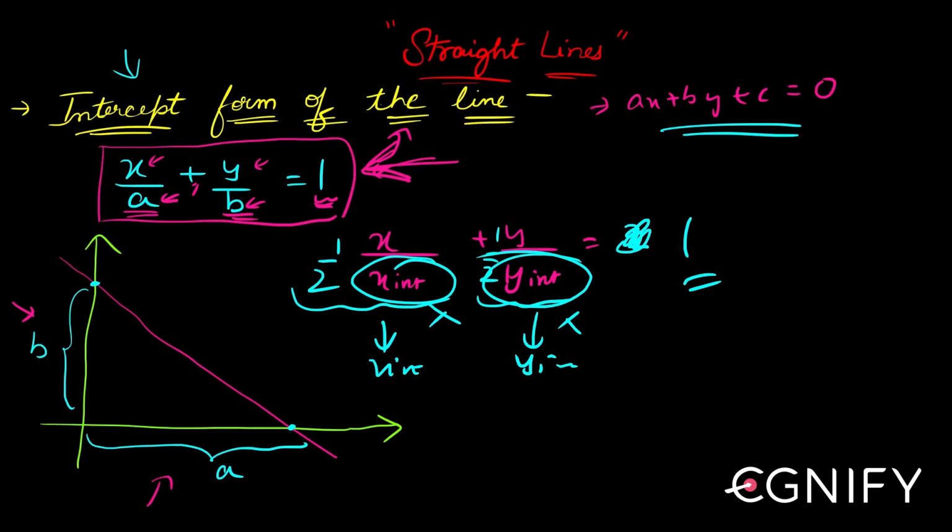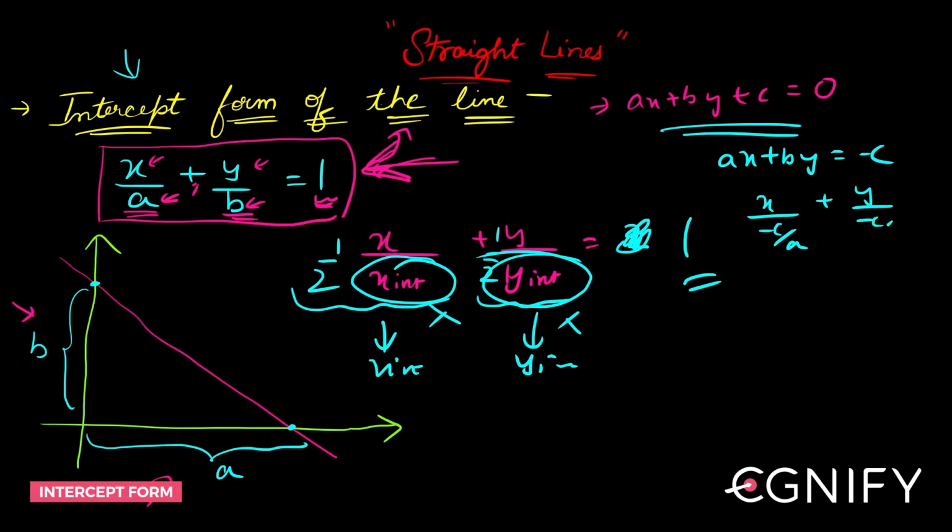So if you have this equation, can I write this in the intercept form? The answer is yes, I can, because you just need to rearrange this. Ax plus by is equal to minus c is what you will have. This is x by minus c by a plus y by minus c by b is equal to 1. This is what you will have finally. You have 1 here, and you have a plus sign in the middle, and you have x by something plus y by something. So what are these two things? This is your x-intercept. This is your y-intercept.